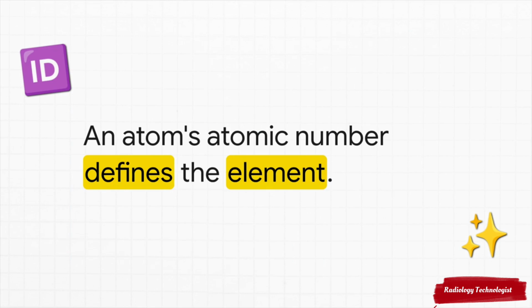So why does that simple count matter so much? Because this single number is the atom's ultimate identity, completely defining exactly what element it is. If you change the number of neutrons in a nucleus, you just get a variation of the same element. But if you change the number of protons, the atomic number, you literally change the element itself. An atom with 1 proton is always hydrogen. An atom with 6 protons is always carbon. The atomic number defines the element, period.